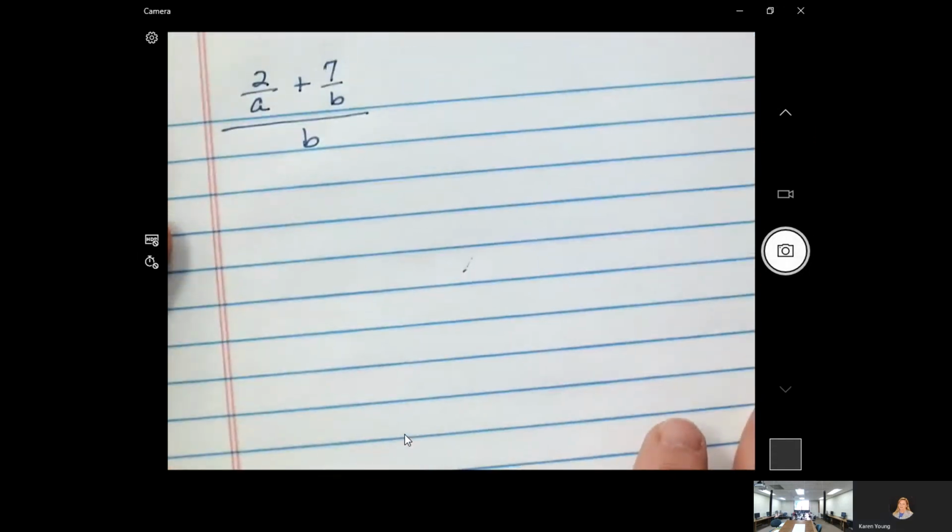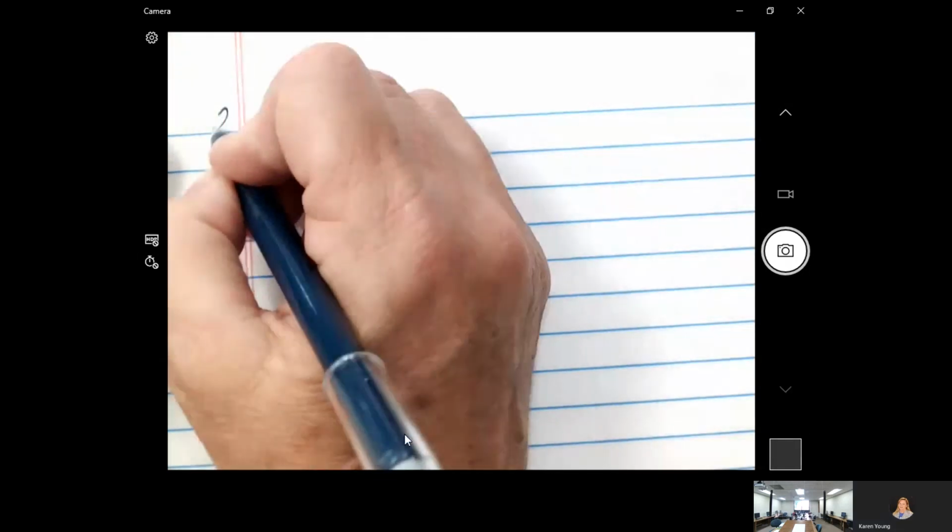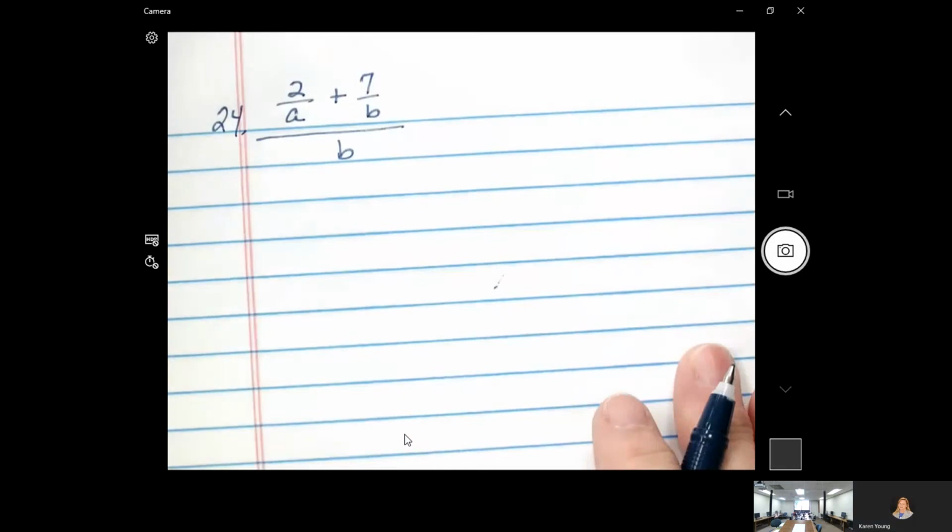Okay, since I've already got these worked on the other page. So number 24 is 2 over a plus 7 over b, all over b. This is number 24.